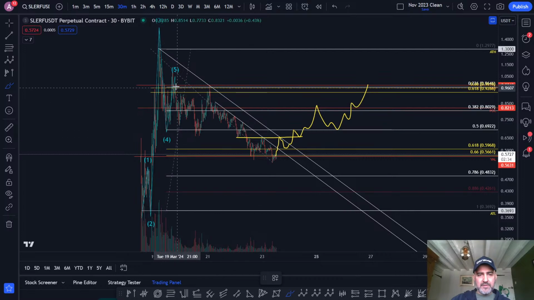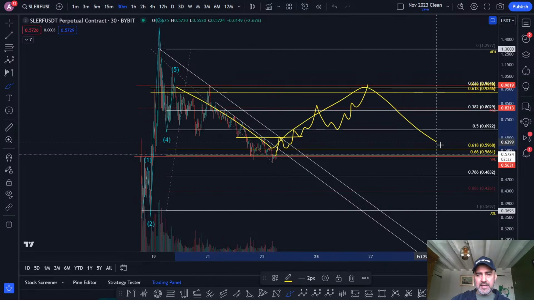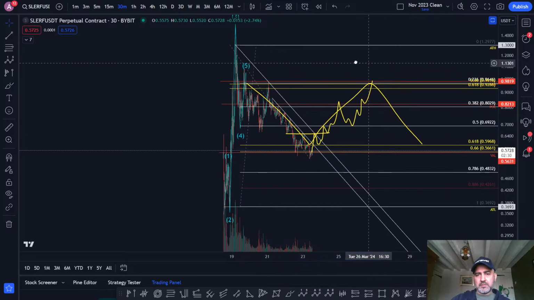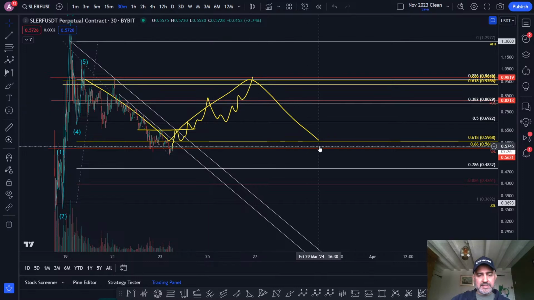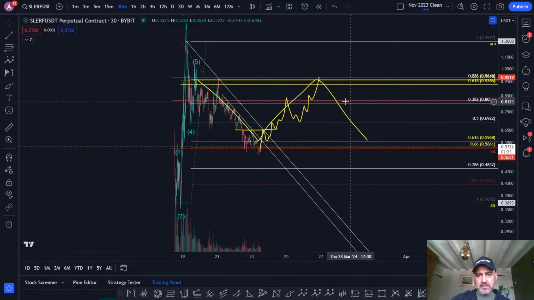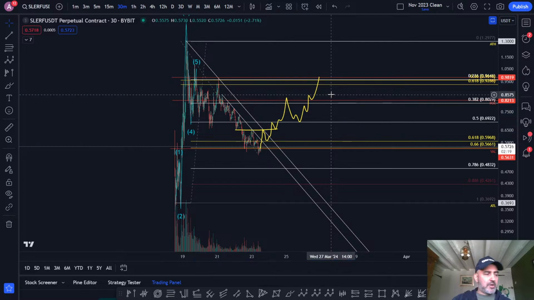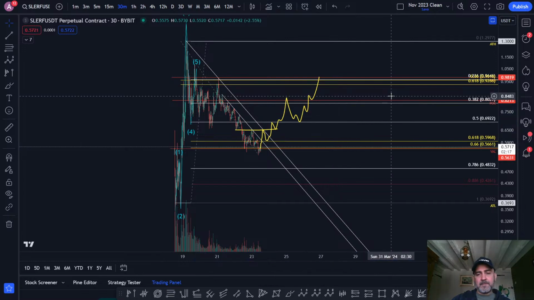And then maybe we're having like a long ABC like that. Like a really long ABC. We had this kind of 1, 2, 3, 4, 5 and then long ABC. And then we can have our bullish impulse, the next wave. Okay.